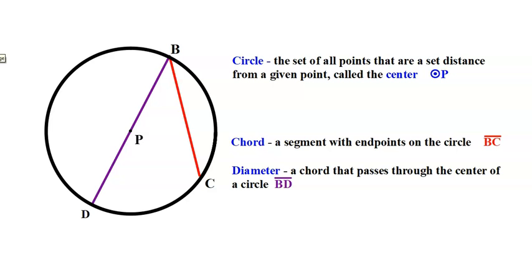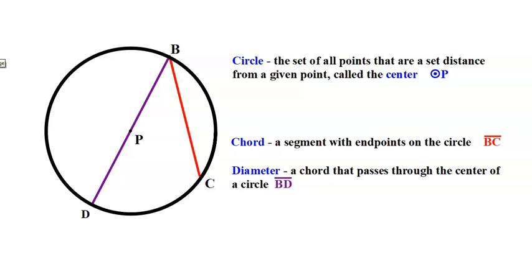So just to refresh, a circle is the set of all points equidistant from a given point called the center. So circle P up there, because that's the center of the circle. A chord is a segment with endpoints on the circle. So segment BC is a chord of the circle. Diameters are a special kind of chord that pass through the center. So BD, B is an endpoint on the circle, D is an endpoint on the circle, and it passes through the center. That's the diameter. It is a type of chord.